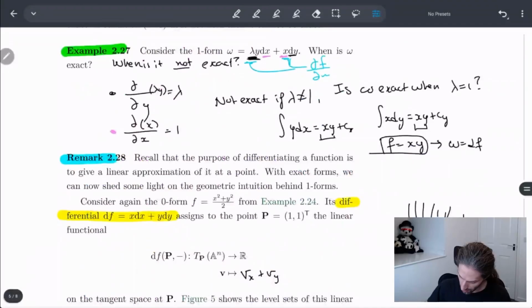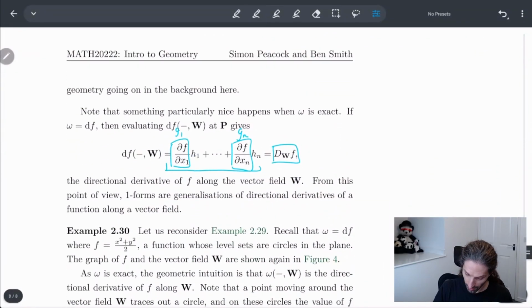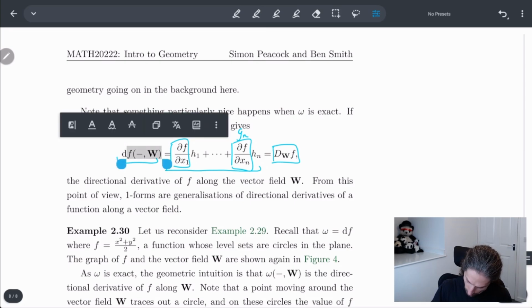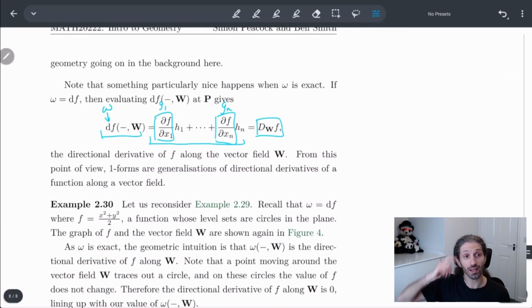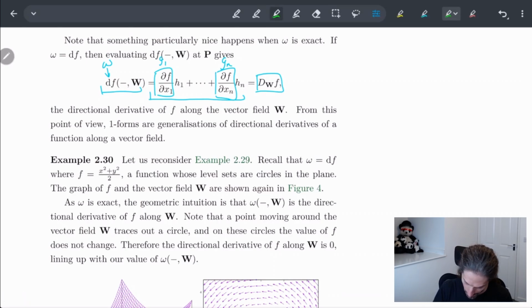In other words, this df of w, so this was our omega, since it's exact. In other words, in exactness, these two things are the same. So the directional derivative of f along the vector field w is precisely these points. So in some sense, these one forms are generalizations of directional derivatives. So let's look at an example, because that's just a lot of abstraction.